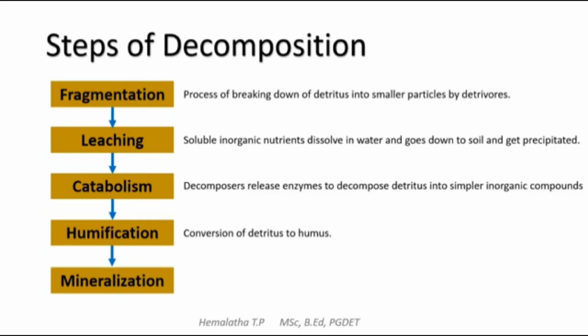After the formation of this humus, finally the mineralization process will occur. What is this mineralization? This humus will degrade to release inorganic substances and nutrients. The humus that was formed will release inorganic substances like carbon dioxide, water, and also some nutrients like nitrogen, phosphorus, calcium, etc. So all these things will help the plants in growth, and also it makes the soil fertile.